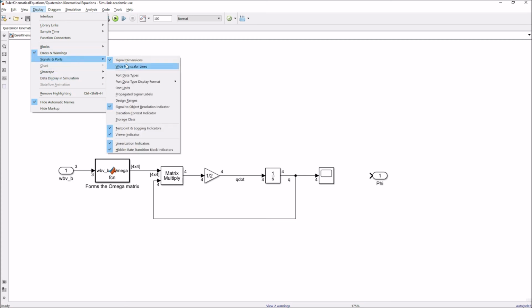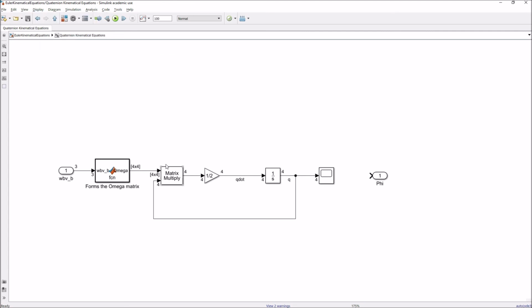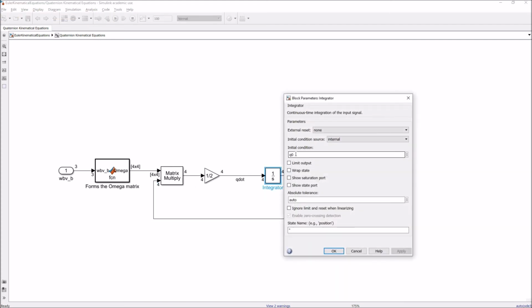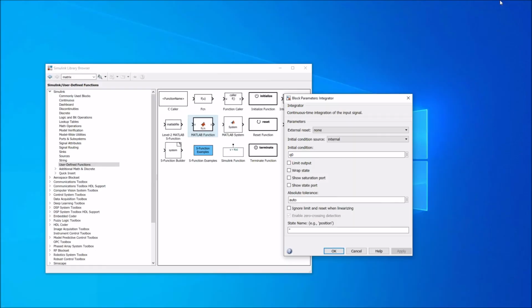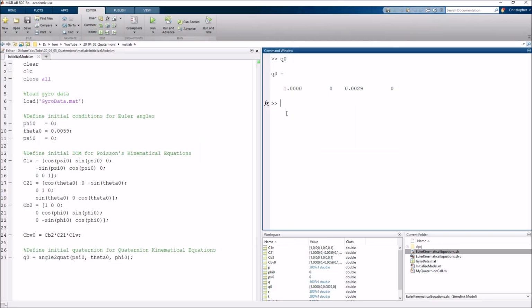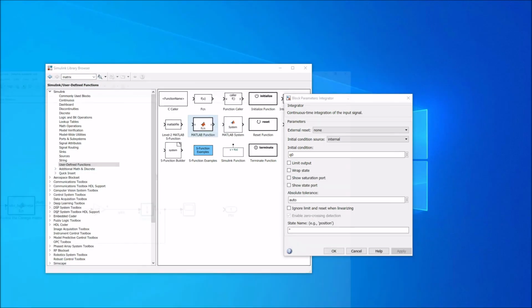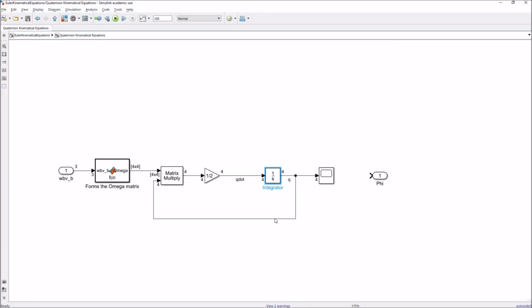Oh, here, signal and ports. Yeah, signal dimension. So I turned that on so I can see what this is. This is a 4x4 matrix. This is a 4x1. Now that's a little bit interesting if you think about this, because over here, this quaternion, this initial Q0, you just saw it in MATLAB. It's actually a 1x4, but for whatever reason in Simulink, this gets turned into a 4x1. That's going to have ramifications later on down the road.